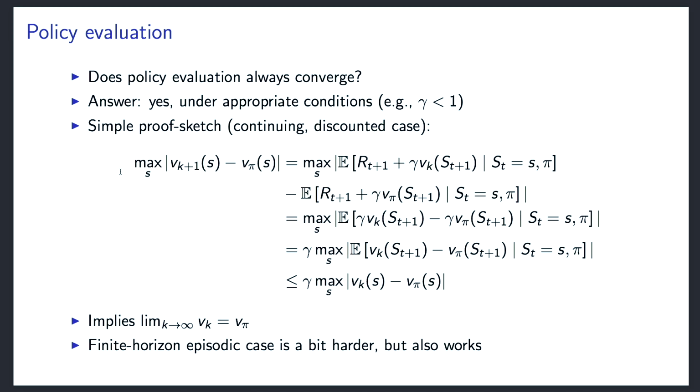And the idea is simply to pick the maximum gap between the value at the iteration k plus 1 and the true values, where I maximize over all states. I could have picked different things, and I think the book has a different version of this, but this is one way you could do that. And then the first thing that we do is we just expand the definitions. So the definition of v_{k+1}, as given on the previous slide, is essentially the expectation of the immediate reward plus the discounted value at the next state according to the values at iteration k, the previous iteration.